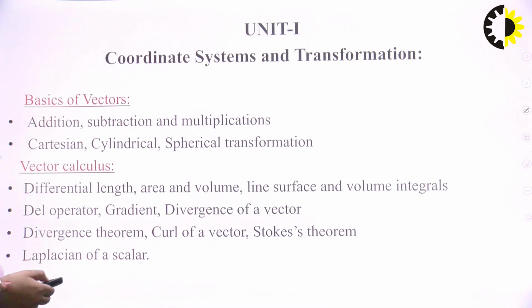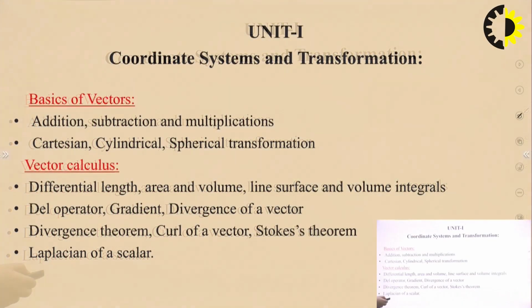This is Unit 1, coordinate system and transformation. The first unit is prescribed as the basics of vectors and vector calculus. In the basics of vectors: addition, subtraction and multiplication of vectors in the Cartesian, cylindrical and spherical systems, along with transformation. In vector calculus: differential length, differential area, differential volume and the del operator, gradient, divergence of a vector, divergence theorem, curl of a vector, Stokes theorem and the Laplacian of scalar vectors, which are to be given in that particular unit.